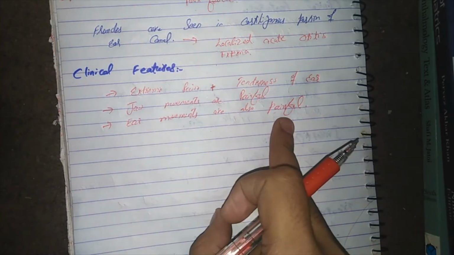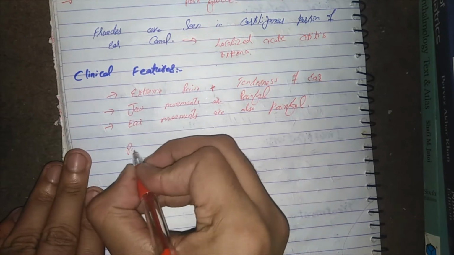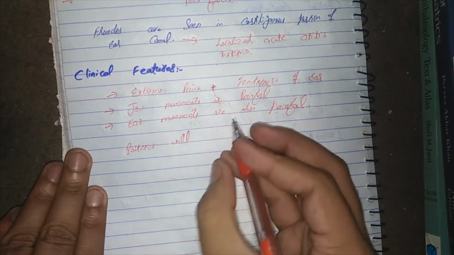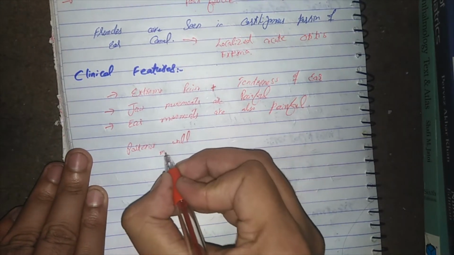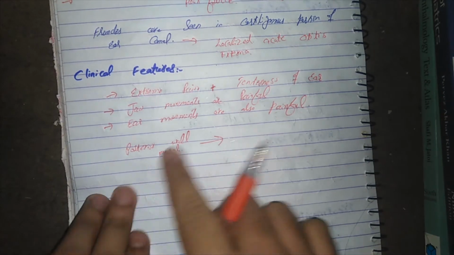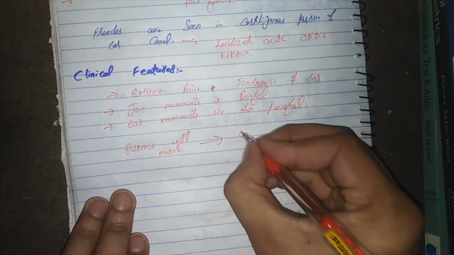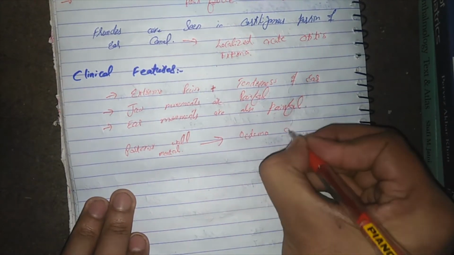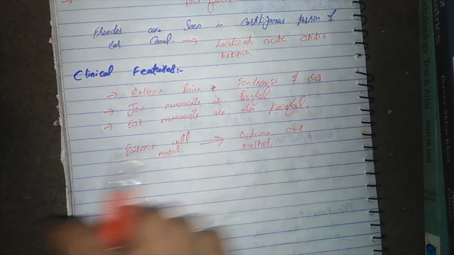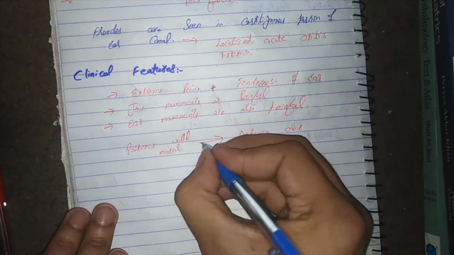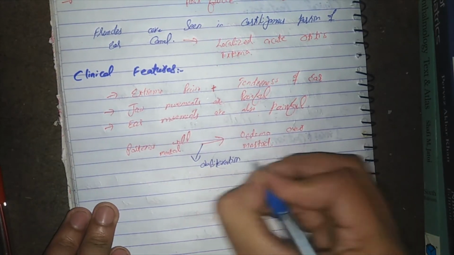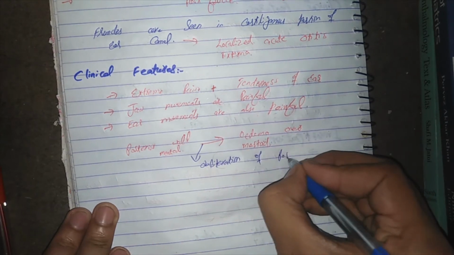When a furuncle occurs on the posterior meatal wall, it will cause oedema over the mastoid process, and there will be obliteration of the post-auricular groove.